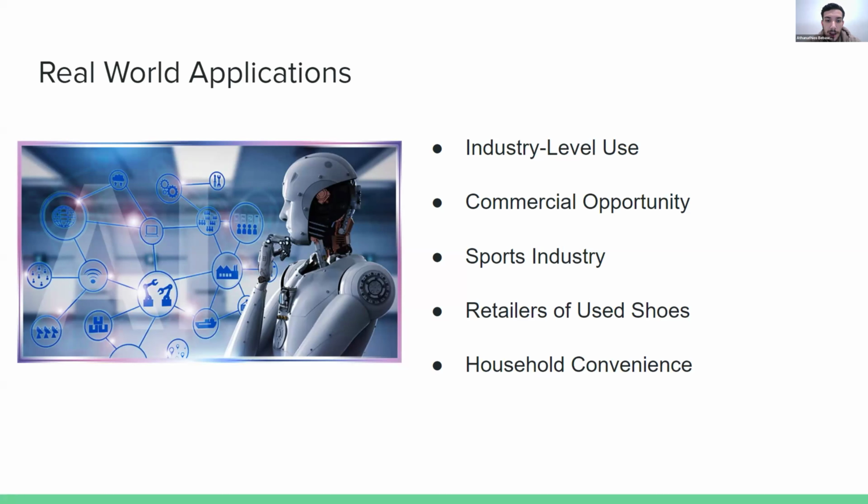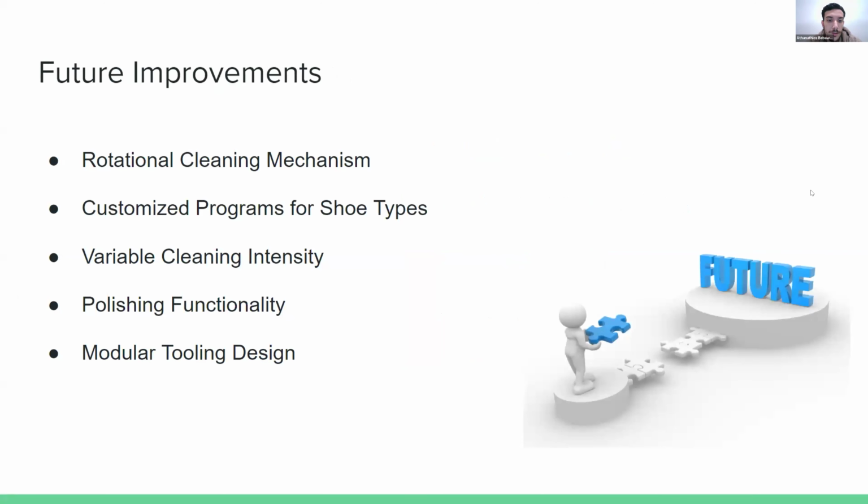And then we have household. This would appeal to the ultra-rich individuals with a wide variety of shoe collections. It would provide convenience and maintenance for high-end footwear, and would probably be popular among celebrities. Next slide. And then we have future improvements. We thought about how we could improve on this.